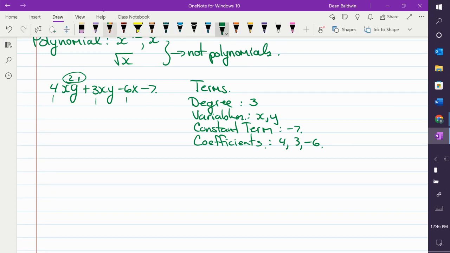The terms are these things: 4xy, 3xy, -6x, and -7. If there are 4 terms, what do you call it? A polynomial.